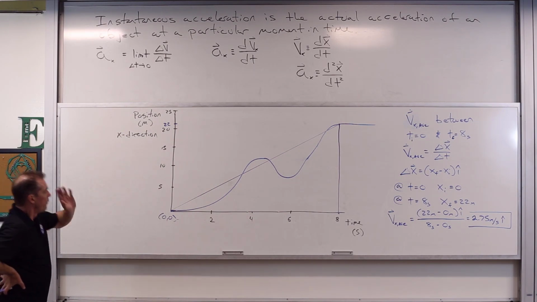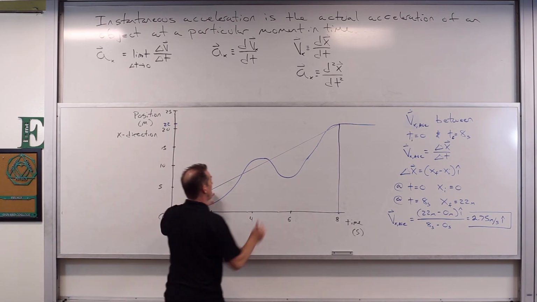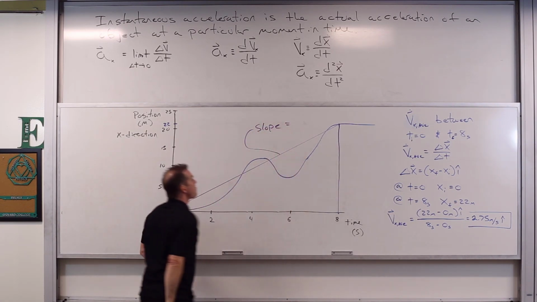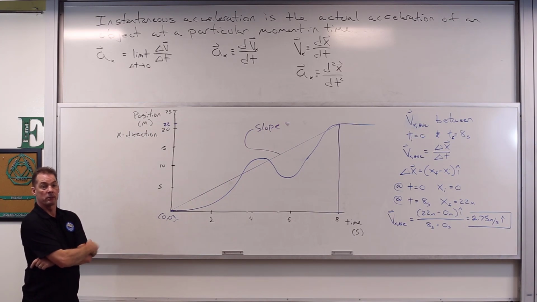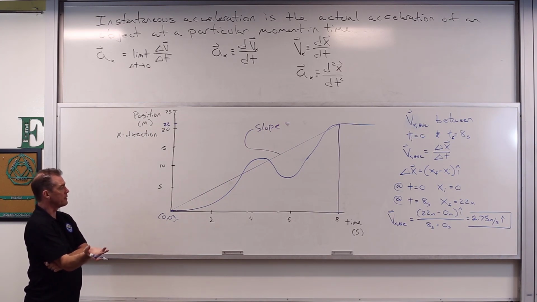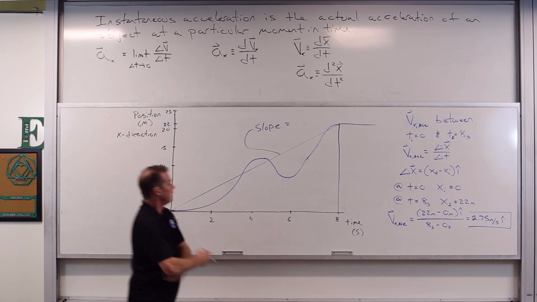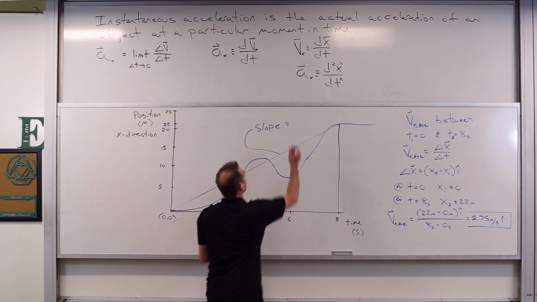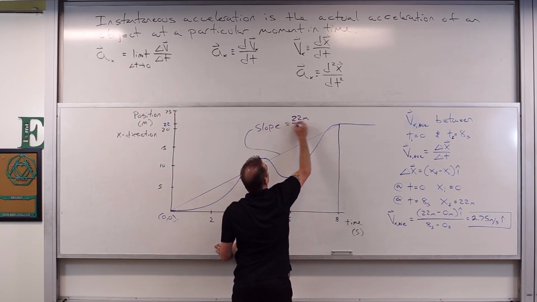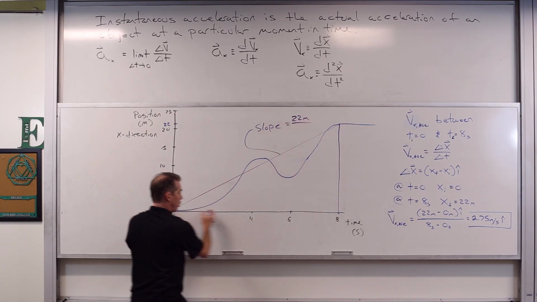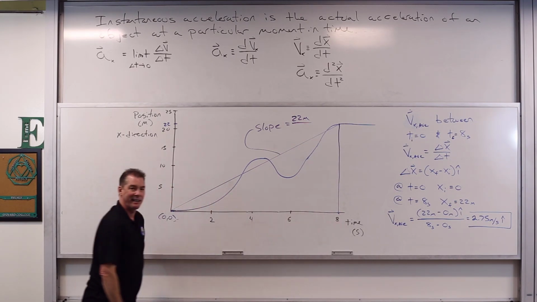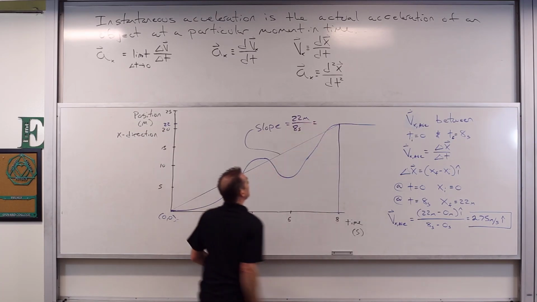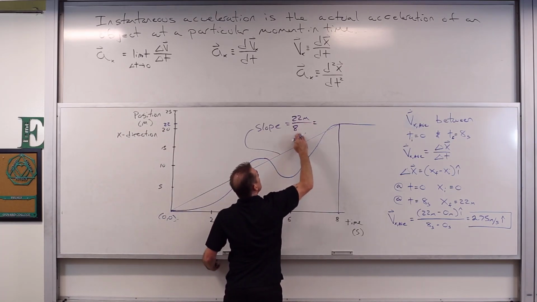So I ask you this, what is the slope of this nice straight line? Well, we know slope is rise over run, correct? Yeah, that's what it is. What do we have for the rise? Rise is going to be 22 meters. And the run is going to be 8 seconds. What does that equal? That equals 2.75 meters per second.